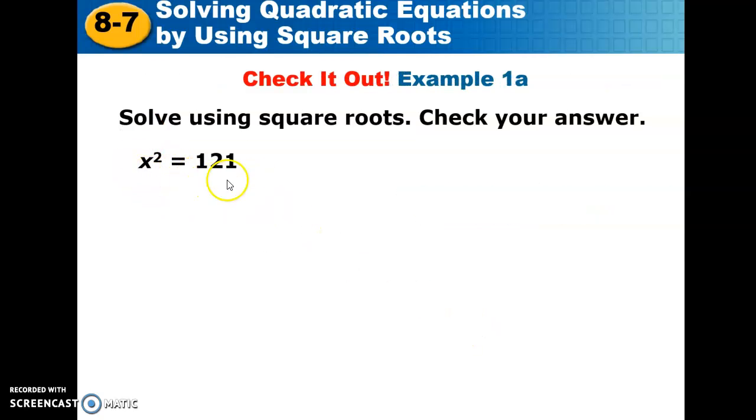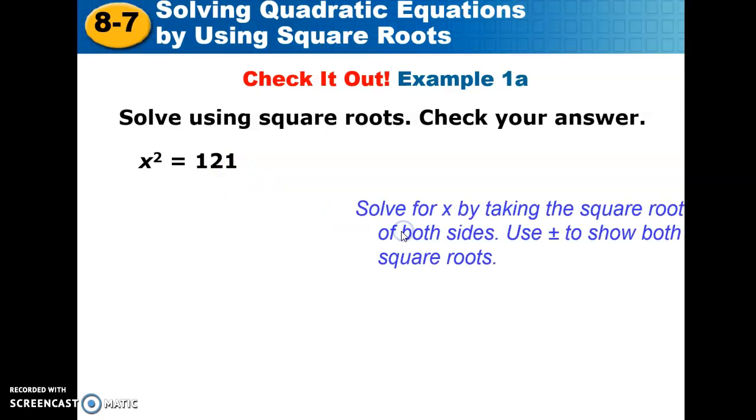How about x squared equals 121? Again, I'm going to take the square root of both sides. 121 is a perfect square, so x equals plus or minus 11. Very easy, right? This is a great method, especially if you just have a perfect square, because it's one and done. You take the square root, you're good to go.